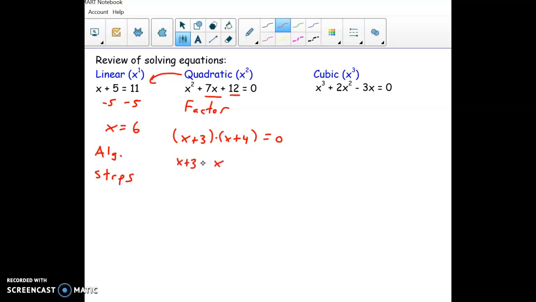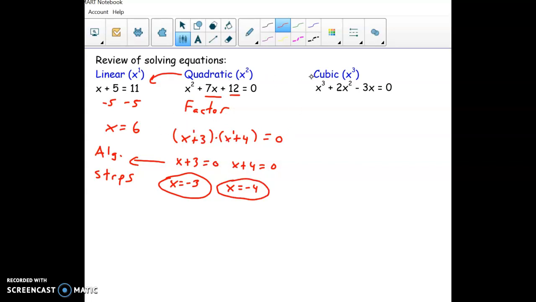This is the important part to me. Sorry, I miswrote there. Once you get here, you actually have two linear problems. We took an x squared and broke it into two x's to the first. Now that we have the x's to the first, you can just solve them like you did before with algebra steps. Minus 3 from both sides gets you one answer. Minus 4 from both sides gets you another answer. So that's the idea: you break it down into smaller chunks and then solve those with the methods that you know.